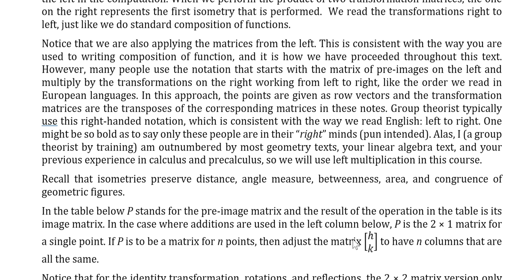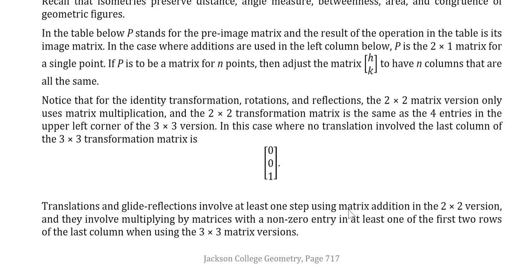Recall that isometries preserve distance, angle measure, betweenness, area, and congruence of geometric figures. So in the table below, P stands for a pre-image matrix, and the result of the operation in the table is its image matrix. In the case where additions are used, in the left column, P is a 2 by 1 matrix for a single point. If P is a matrix for n endpoints, then we adjust it by the matrix HK to have n columns that are all the same, all HKs.